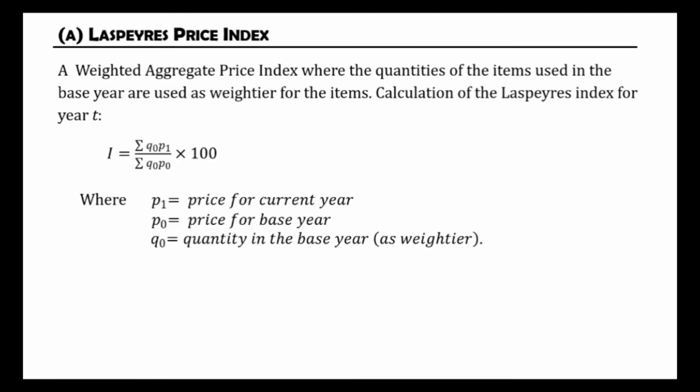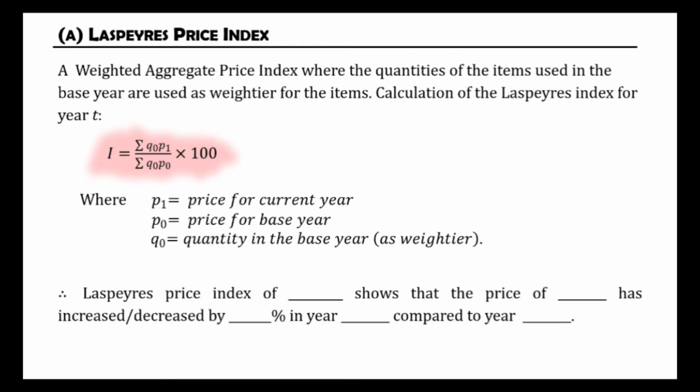A. Last year's price index, a weighted aggregate price index where the quantity of the items used in the base year is used as the weight for the items. Calculation of the last year's index for year T is given by this formula, total of Q0 times P1, where Q0 is the weight. This is the interpretation for last year's price index.